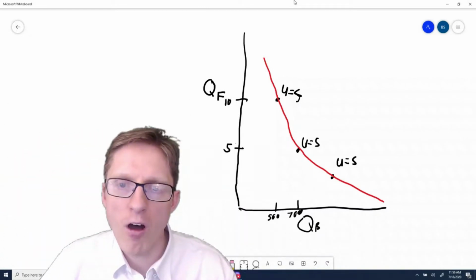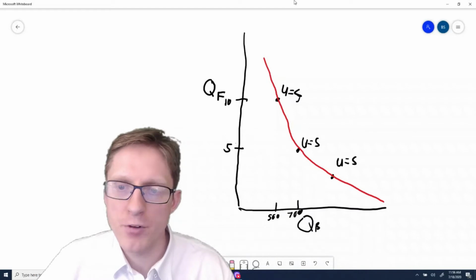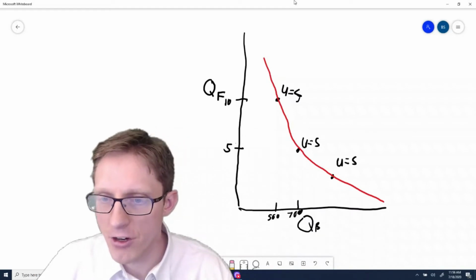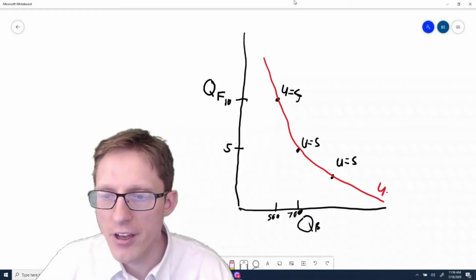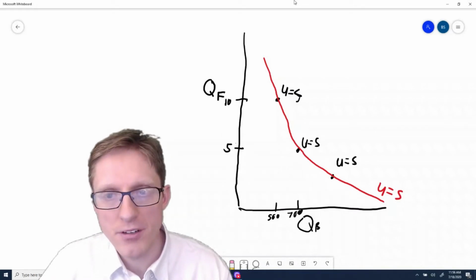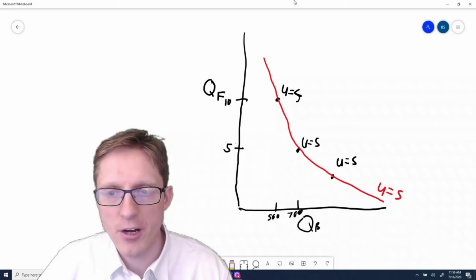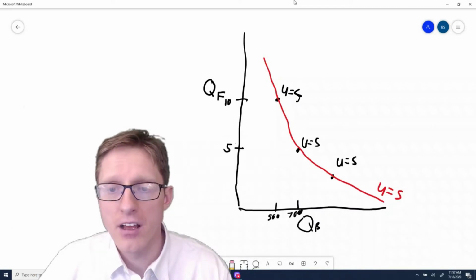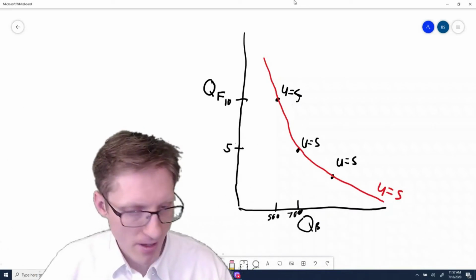Okay, so all of these points on this red line, which are on the same indifference curve corresponding to 5 utiles, are equally preferred by this consumer. So the consumer doesn't care which point along this line they are at; they'd be equally happy.